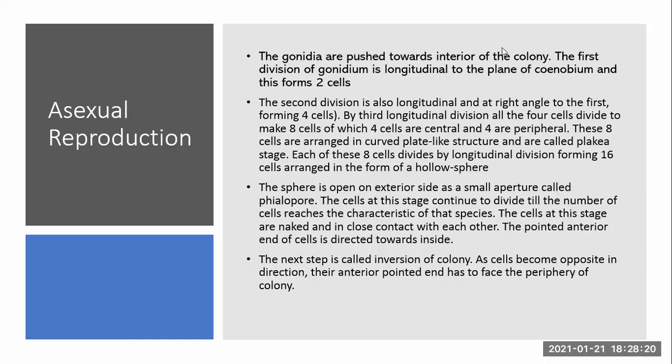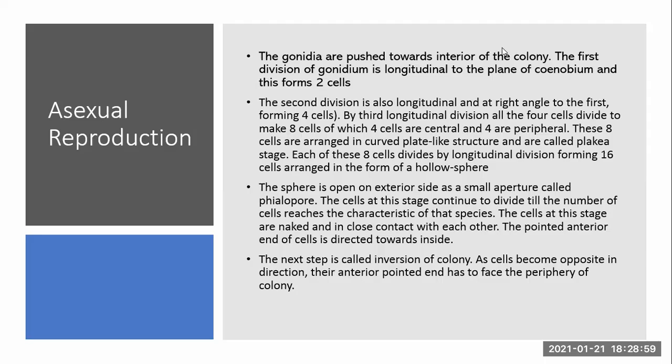By the third longitudinal division, all 4 cells divide to make 8 cells, of which 4 cells are central and 4 are peripheral. These 8 cells are arranged in a curved plate-like structure called the plakea stage. Each of these 8 cells divides by longitudinal division, forming 16 cells arranged in the form of a hollow sphere. The sphere is open on the exterior side as a small aperture called the phialopore.